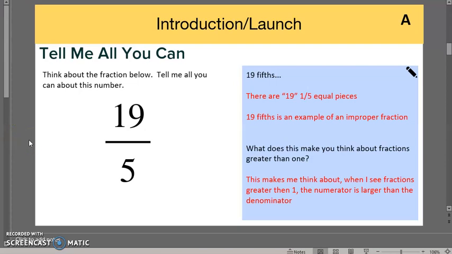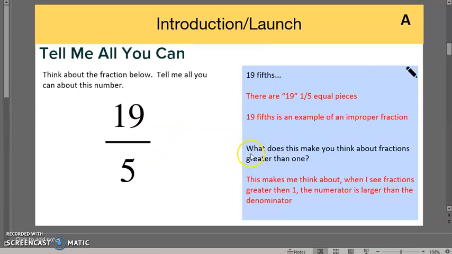Now that you've had a chance to write your responses, we'll be going over some potential responses to these prompts. When we look at 19/5, some things that I looked at and wrote down: there are 19 1/5 equal pieces. 19/5 is an example of an improper fraction. And remember, improper fraction means the numerator is larger than the denominator.